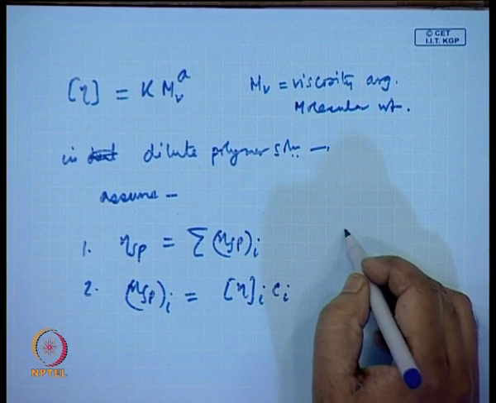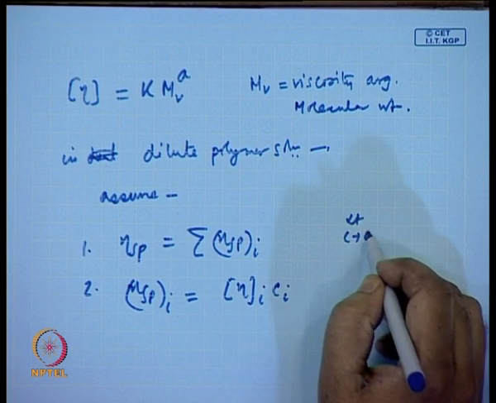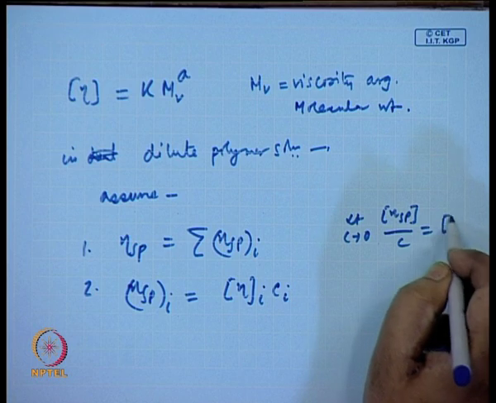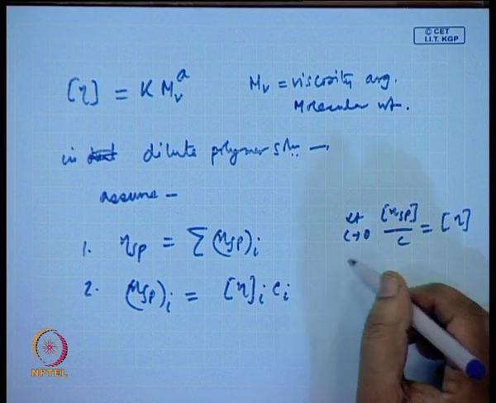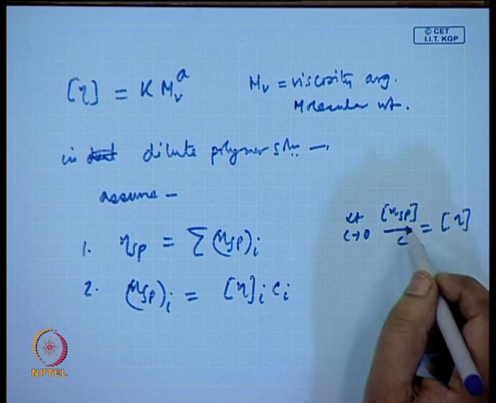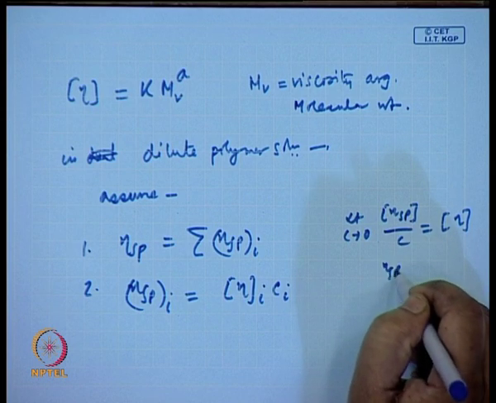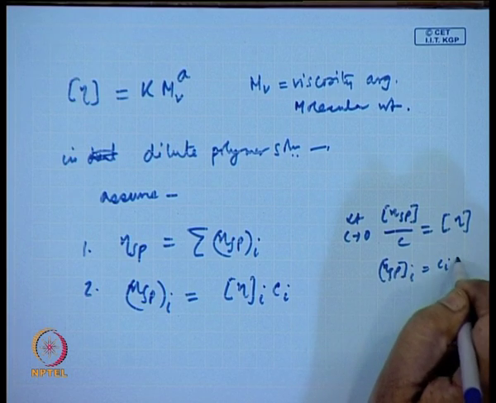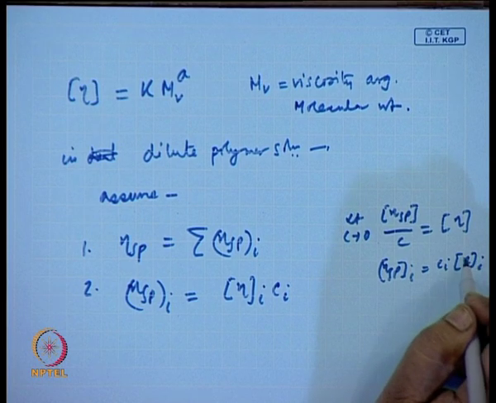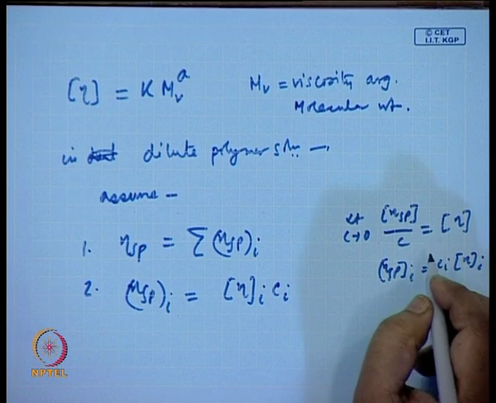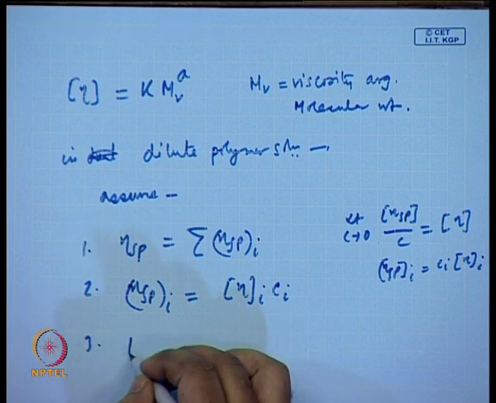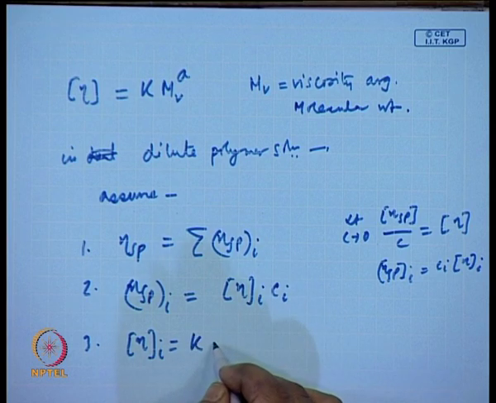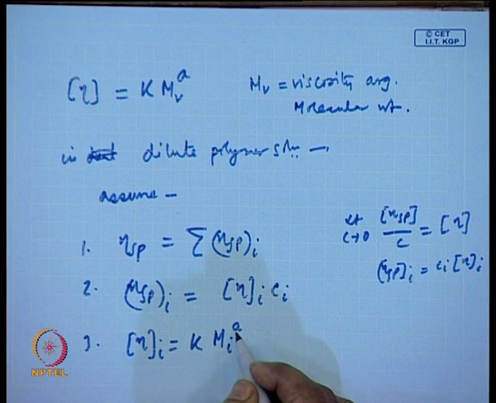Because we know that limit c tends to 0, eta_sp by c is your intrinsic viscosity. So, if the solution is very dilute, then we can write eta_sp,i is c_i eta_i. Third is the intrinsic viscosity of the ith chain, which is given by K M_i^a.